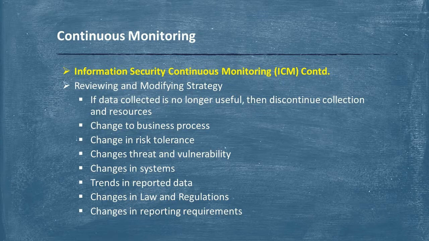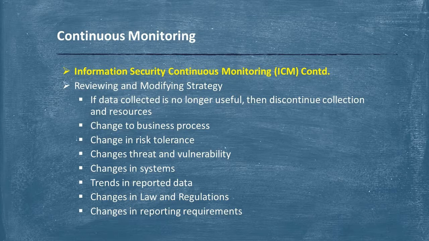Then discontinue the collection and save resources. Change to the business process. Whenever a change to a business process happens, the strategy changes. Check the change in the risk tolerance again. The organization is now able to tolerate much better, in the sense they have brought in new systems to mitigate. Then the risk tolerance is high. So at that time the strategy changes.